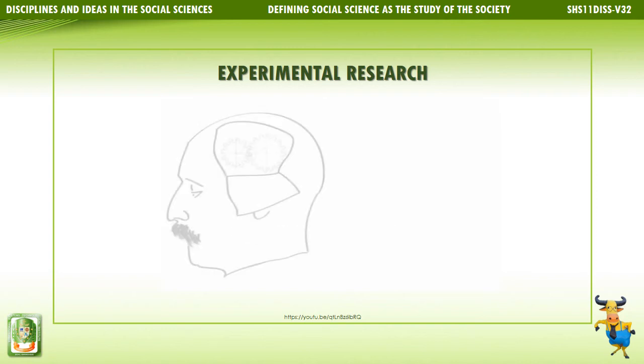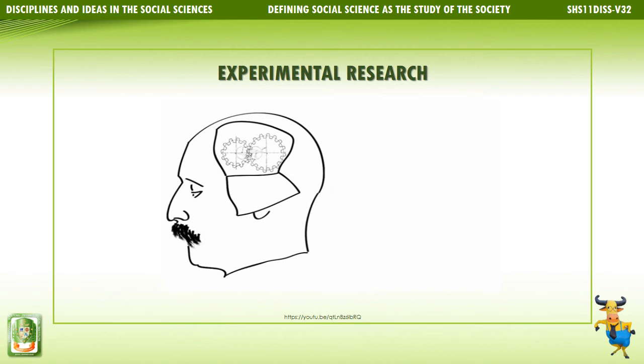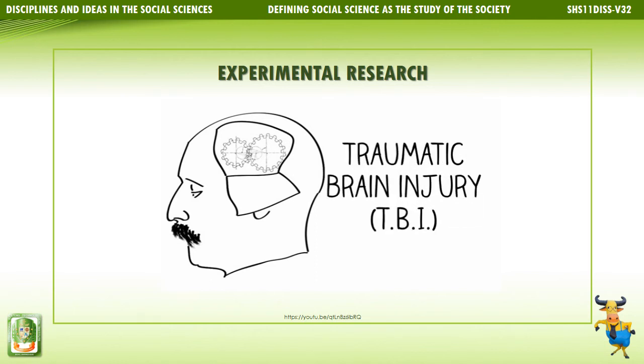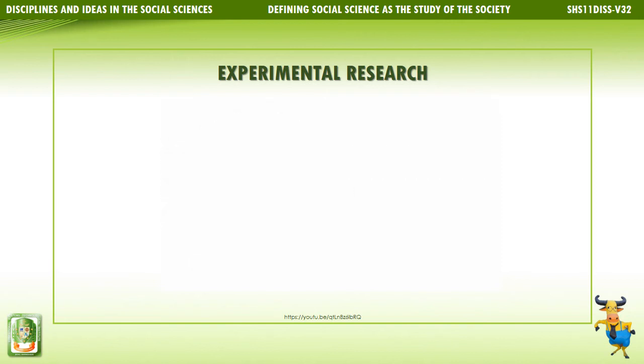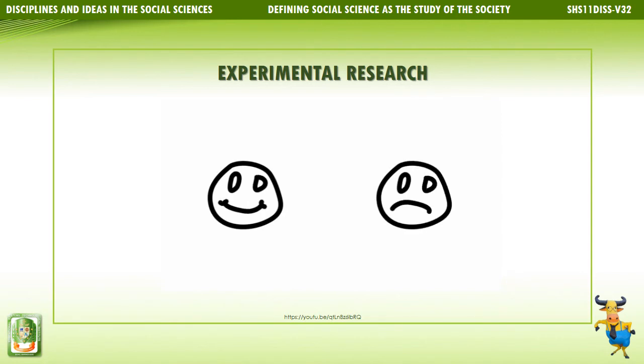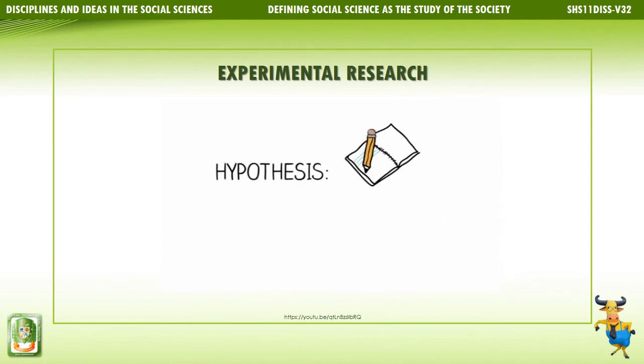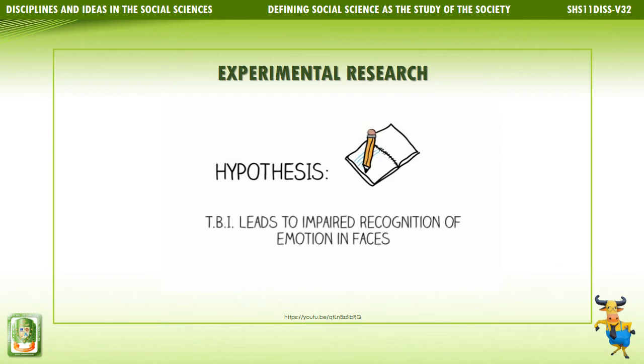Now, let's look at an example from the psychology field. A group of neuroscientists observed that people with traumatic brain injury, which is severe brain damage caused by physical accidents, have difficulty recognizing facial emotions very well. They formed a hypothesis that TBI leads to impaired recognition of emotion in faces.